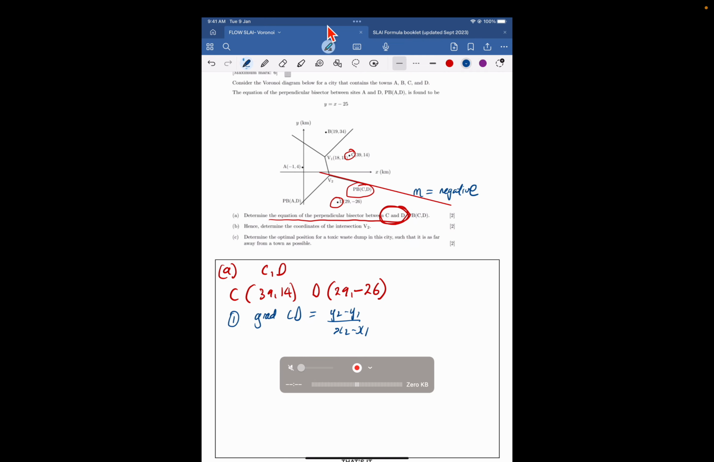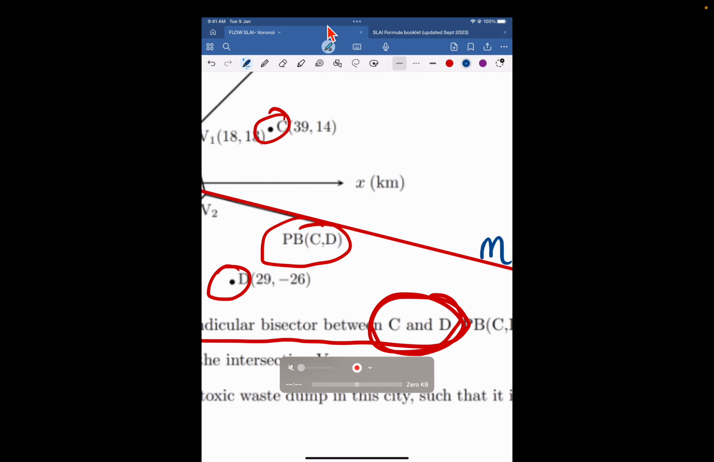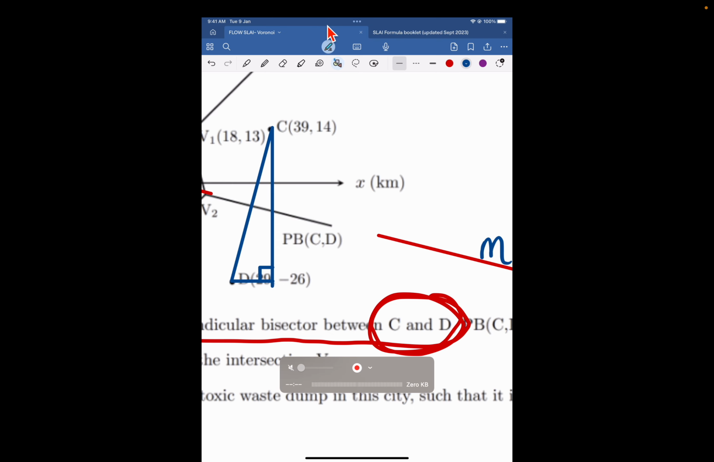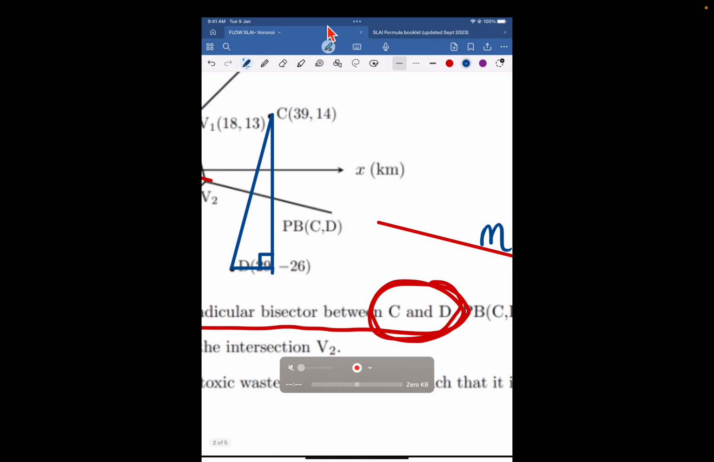Now you can go back to the diagram. Here's C and here's D. You can actually draw your nice triangle on here. You can draw a vertical line and a horizontal line, and then the gradient is this distance over this distance, the rise over run. So you can think of it that way.